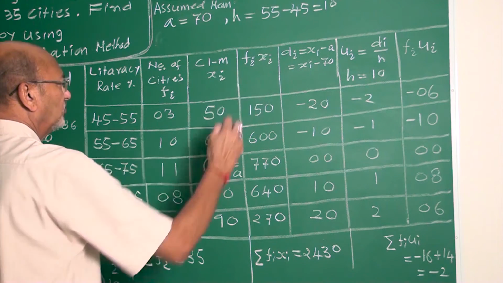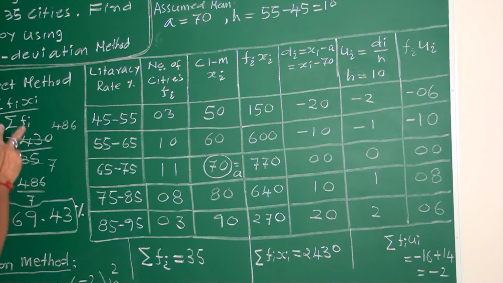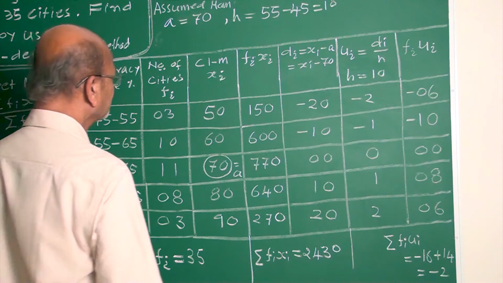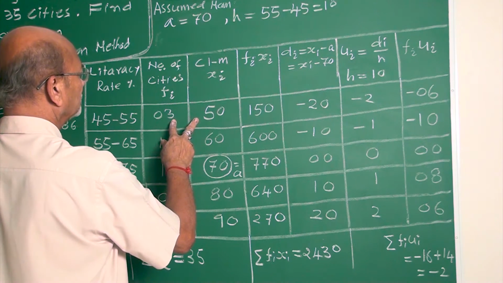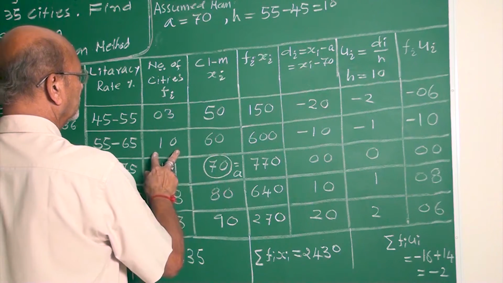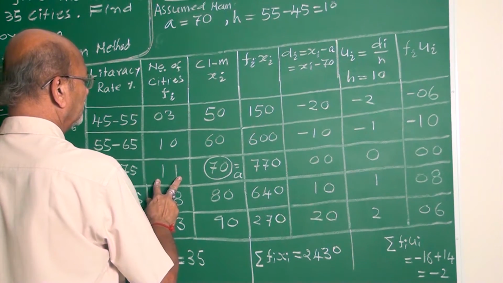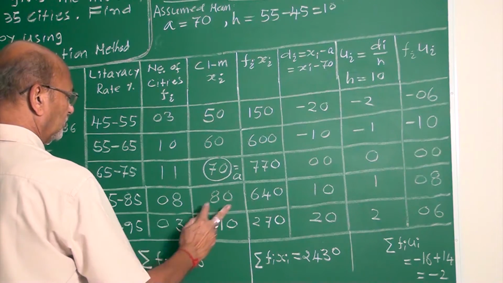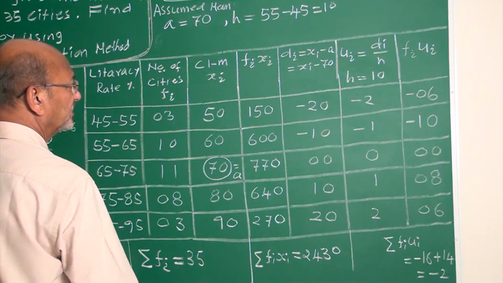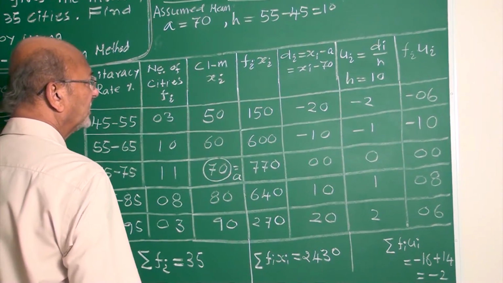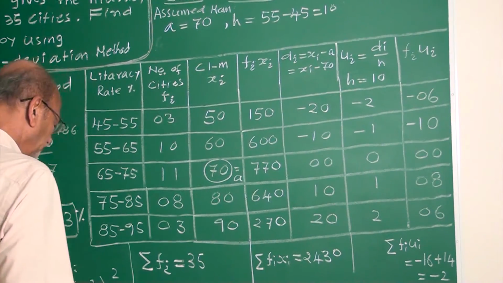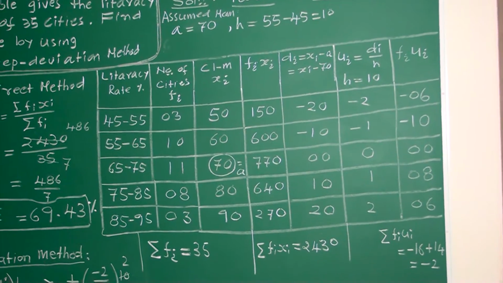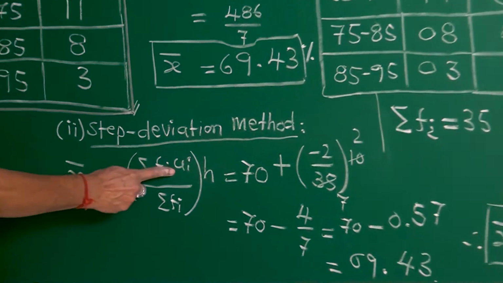Then comes the direct method. For the direct method, we need sigma fi xi upon sigma fi, so you want fi xi here. This is 3 into 50, 150. 10 into 60, 600. 11 into 70, 770. 8 into 80, 640. 3 into 90, 270. This is fi xi.